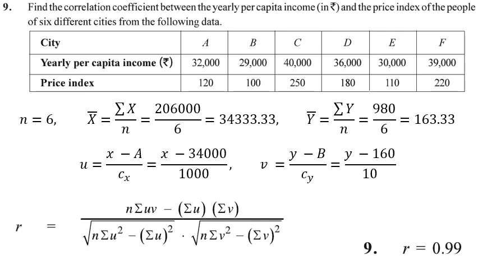Almost perfect. So a very high degree of positive correlation between the per capita income and the price index. As the price index increases, the per capita income also increases. If the per capita income is increasing, then the price index is also increasing. Moving on to the next question.